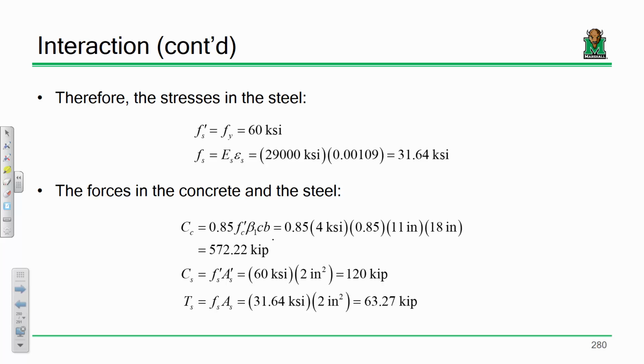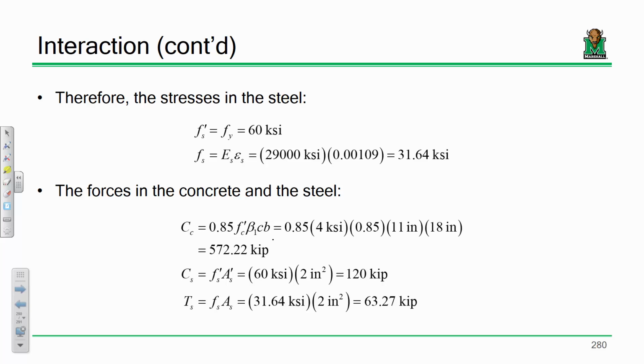Okay, now if I've got the stress, I can determine the forces, right? 0.85 f'c times the area in compression, so that's 0.85 f'c times a b, where a is beta 1 times c. And then for the steel, it's just the area times the stress. For the compressive steel, it's 60 ksi, and for the tensile steel, it's this. Everybody with me so far?